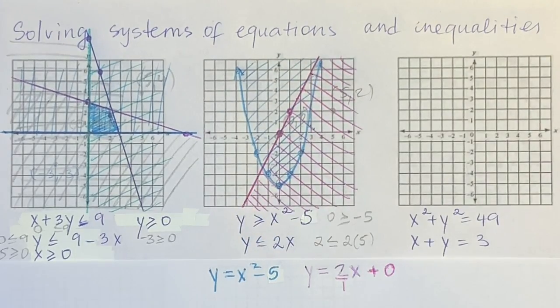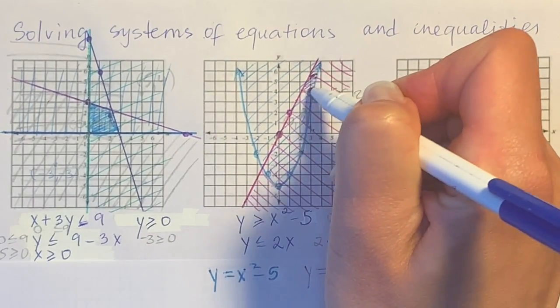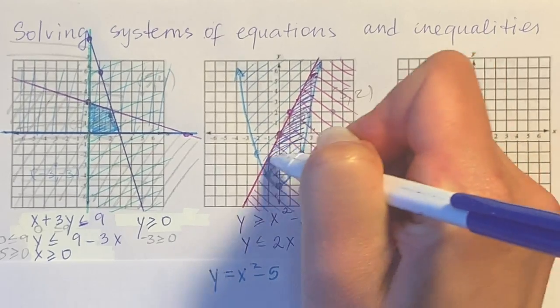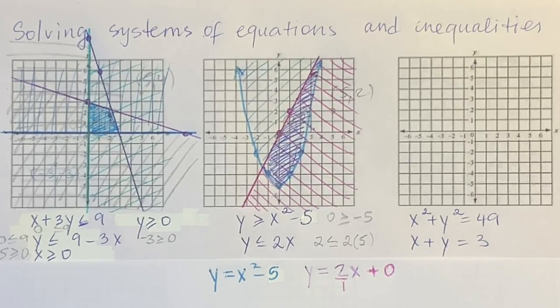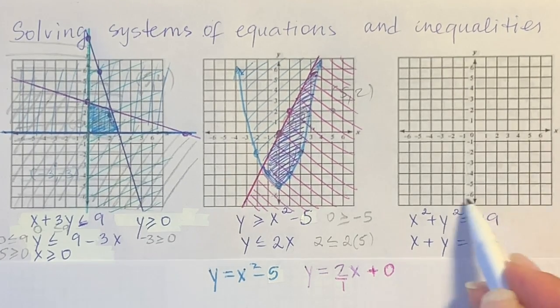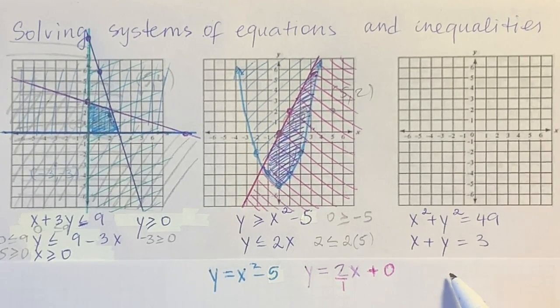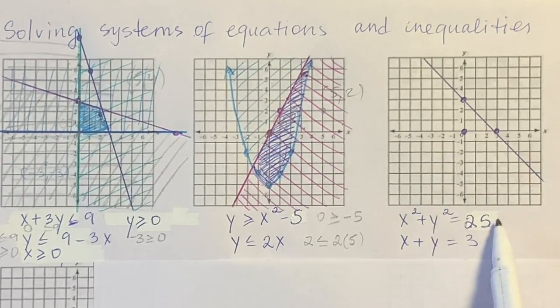The solution to the system is where 2 shadings intersect, which is this part of the graph right here. Now we will be solving the system of equations graphically. You are given 2 equations. The second one here, x plus y equals 3, is a linear equation and it's a line. So here is, I changed this a little bit here, it's a 25 now.